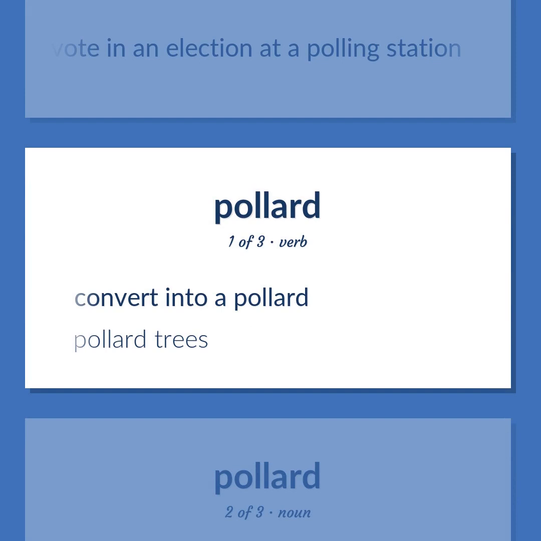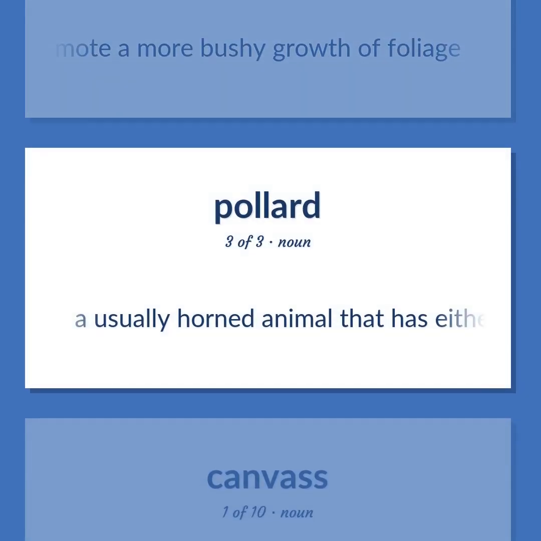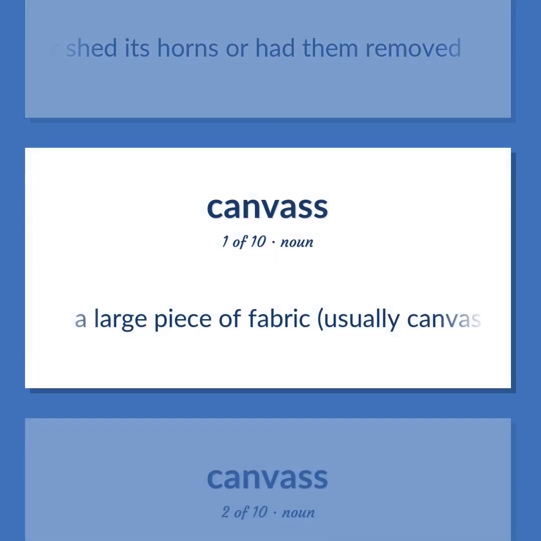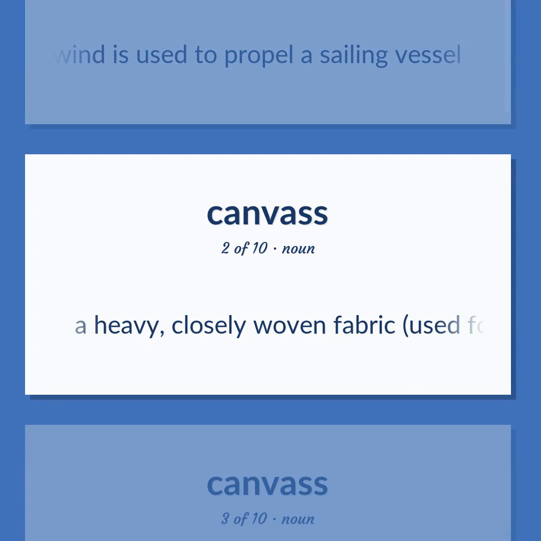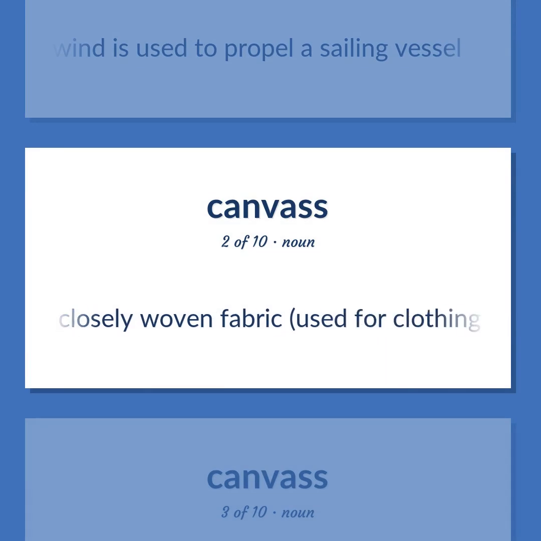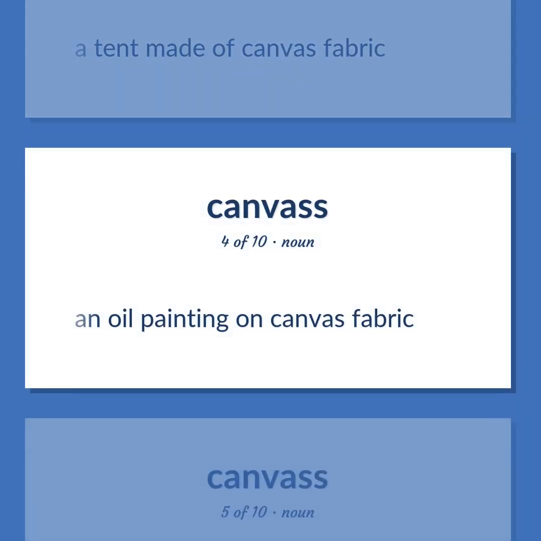Pollard. Convert into a pollard; pollard trees. A tree with limbs cut back to promote a more bushy growth of foliage. A usually horned animal that has either shed its horns or had them removed. Canvas. A large piece of fabric, usually canvas fabric, by means of which wind is used to propel a sailing vessel. A heavy, closely woven fabric, used for clothing or chairs or sails or tents. A tent made of canvas fabric. An oil painting on canvas fabric.